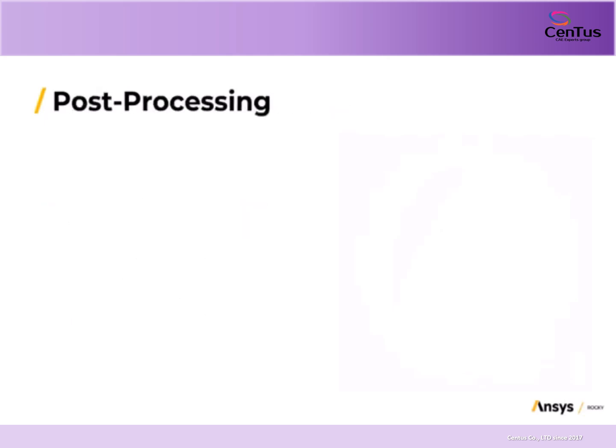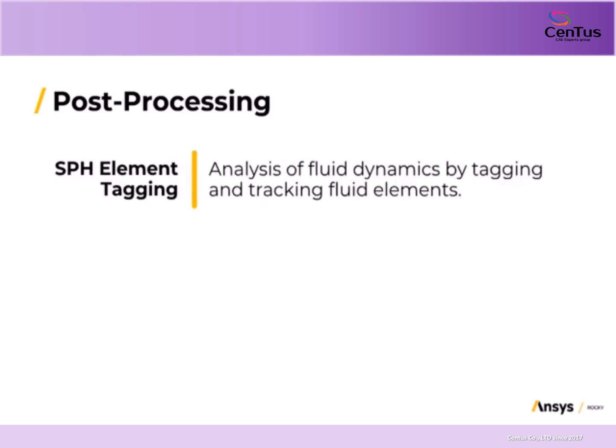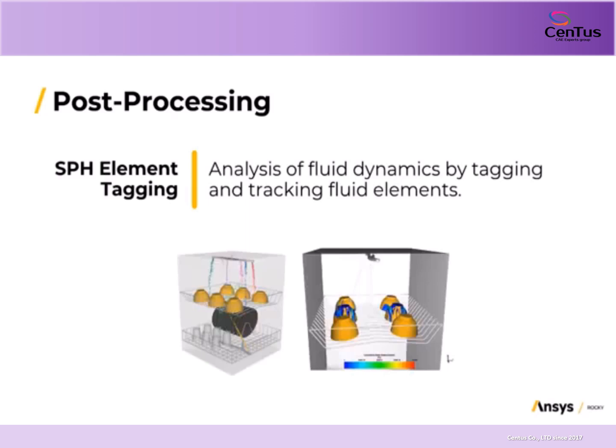And when it comes to post-processing capabilities, we have a couple of Ansys Rocky examples. In element tagging, you can analyze the fluid dynamics in critical areas of interest by tagging and tracking elements. In this dishwasher simulation, the SPH element tagging is used to optimize the spray arm nozzle design, and the shear stress analysis offers a detailed assessment of cleaning performance.